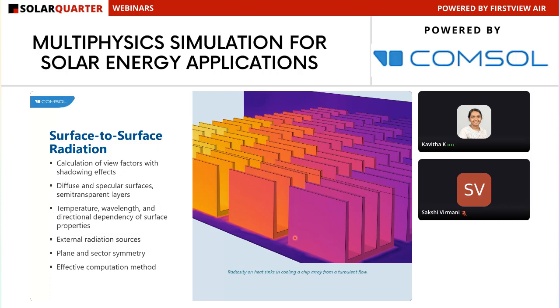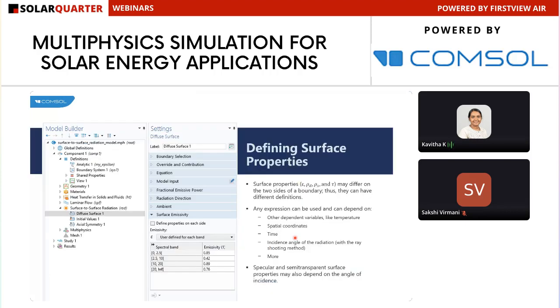So to model the phenomena that we discussed in the previous slide, we need to consider surface-to-surface radiation. You also need to specify whether the surfaces are diffuse or specular. You can also reduce the geometry complexity by using symmetry planes or sector symmetry. In COMSOL Multiphysics, a ready-made interface is available to model surface-to-surface radiation, where you can apply the surface properties on two different sides of a boundary. That could be emissivity, density, etc. You can also consider specular and semi-transparent properties for your boundaries.